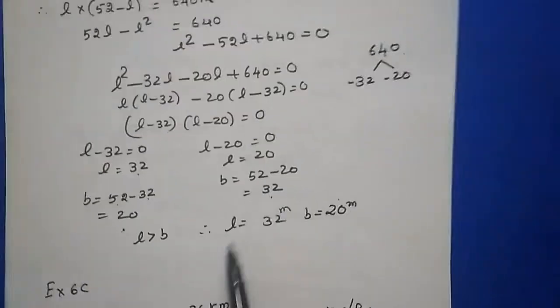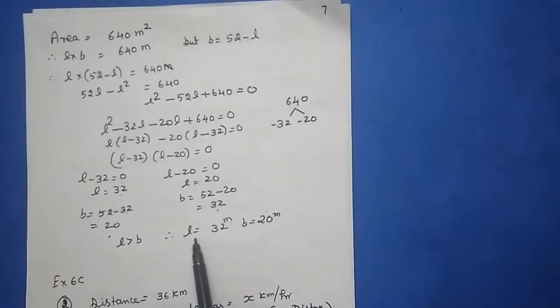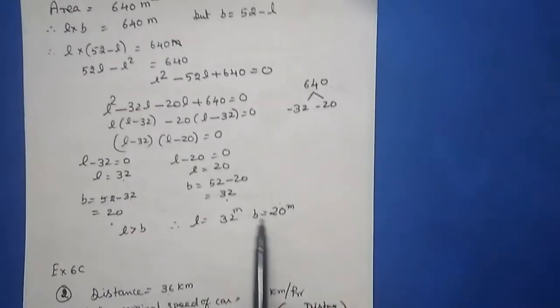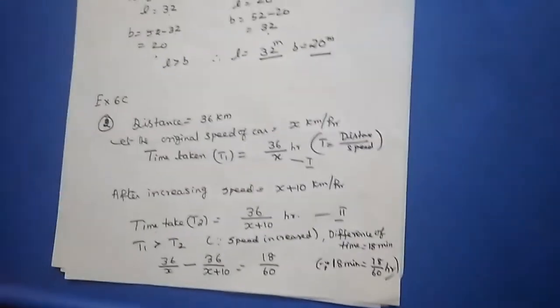But normally L will be greater than the breadth. So you take this value. Length is 32 meter, breadth is 20 meter. These are the answers. Come to the exercise 6C.